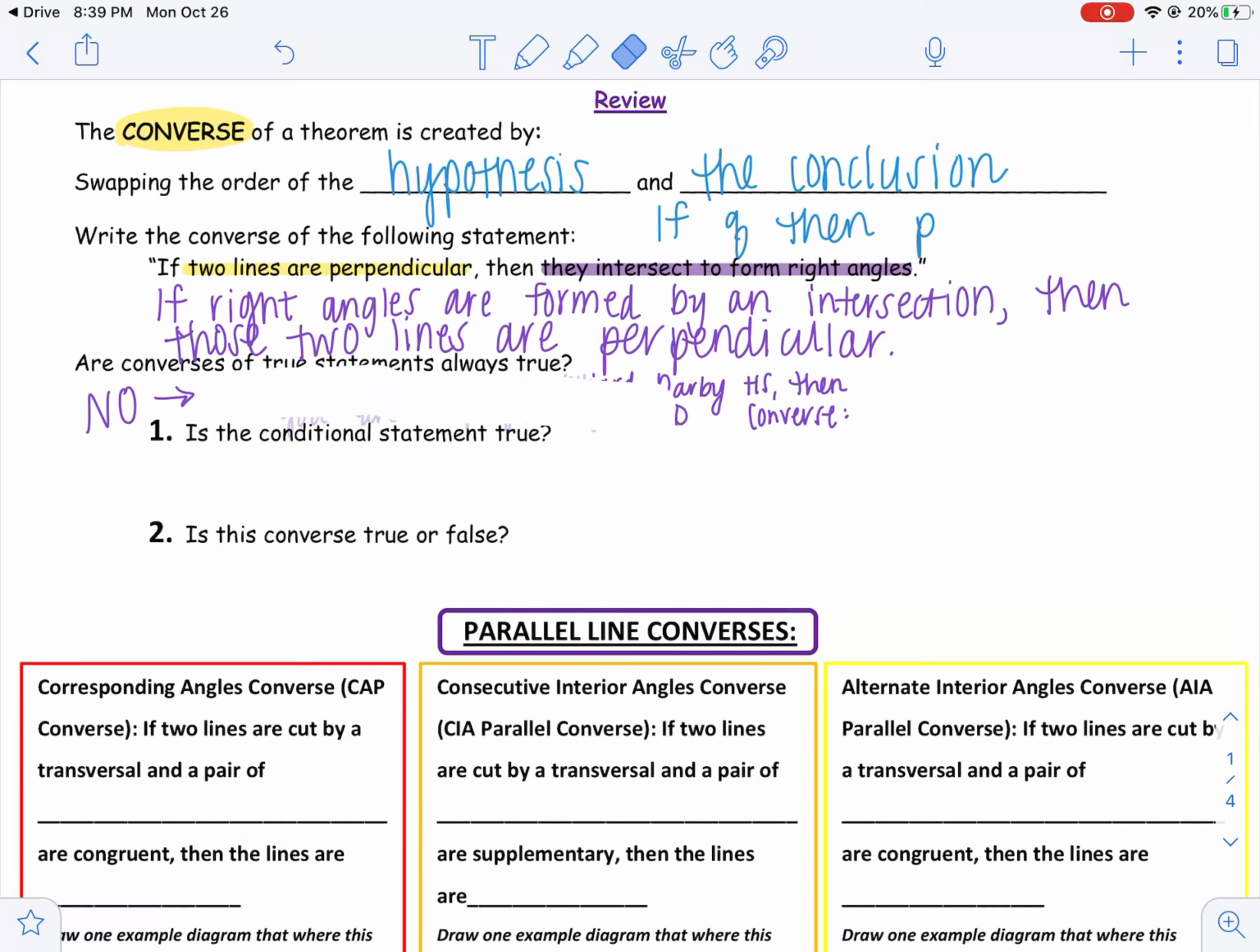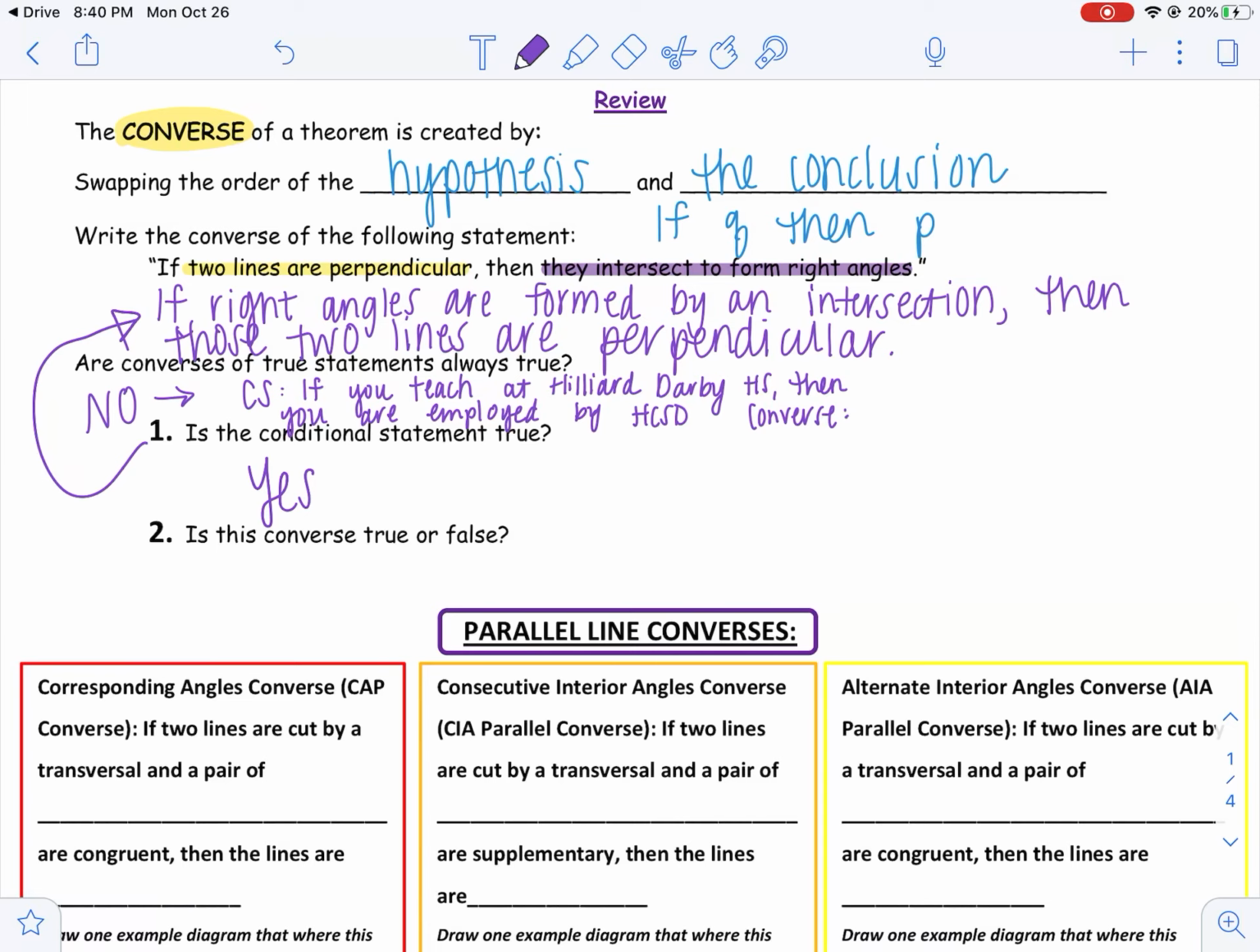So, hang on. We're just going to refocus back up to this conditional statement. It says, is the conditional statement true? Meaning, if two lines are perpendicular, then they intersect to form right angles. Yes, I would have to agree. All right? Knowing that lines are perpendicular, I know that they intersect to form a right angle.